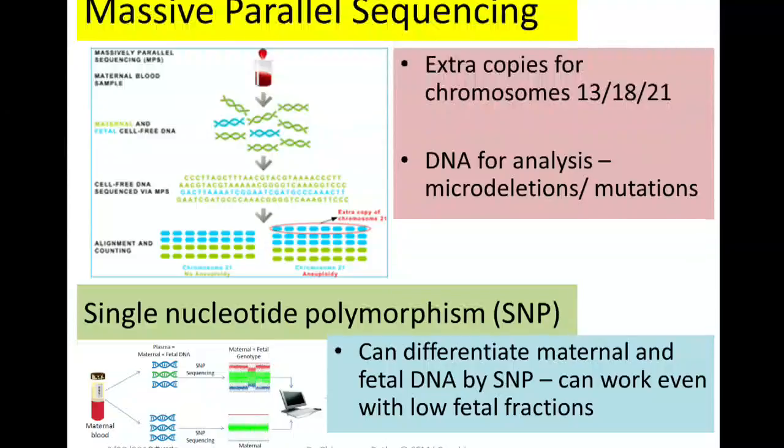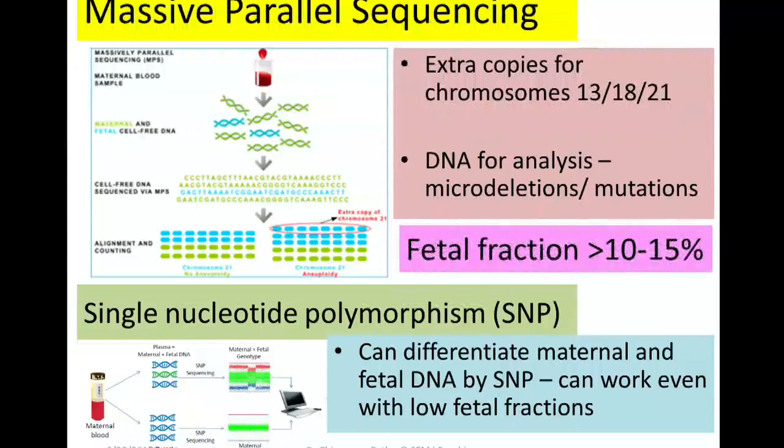This has also been used for analysis of subkaryotypic or subchromosomal problems like microdeletions and mutations, although the validation is still pending. Single nucleotide polymorphism counting is another method of looking for the fetal DNA in maternal blood, and the advantage it has is it can work in even very low fetal fractions, although it cannot be used for certain specific indications which massive parallel sequencing can be used for. So either of the two techniques is used while evaluating the cell-free fetal DNA.